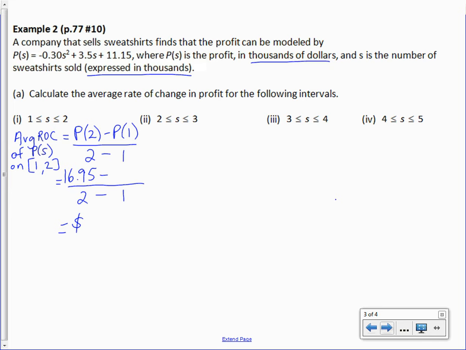Okay, so do it for 1. You put 1 in there and you get what dollar amount? $14.35. So if you sold 1,000 sweatshirts, you would have a profit of $14,350, so one sweatshirt would give a profit of $14.35. I do my subtraction here: $16.95 minus $14.35. You get $2.60 per sweatshirt.